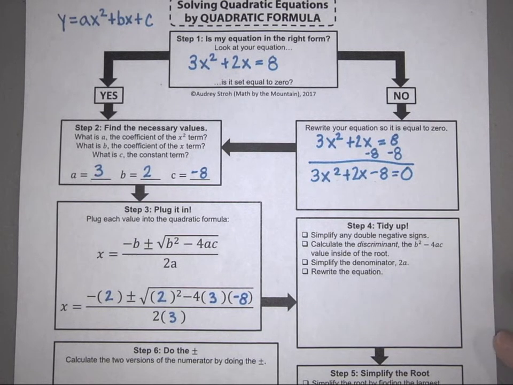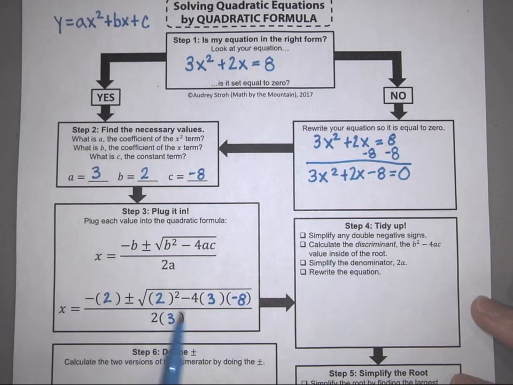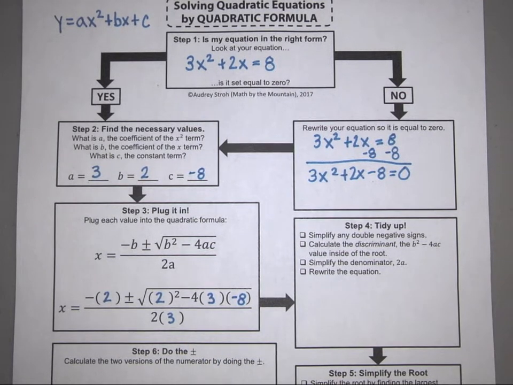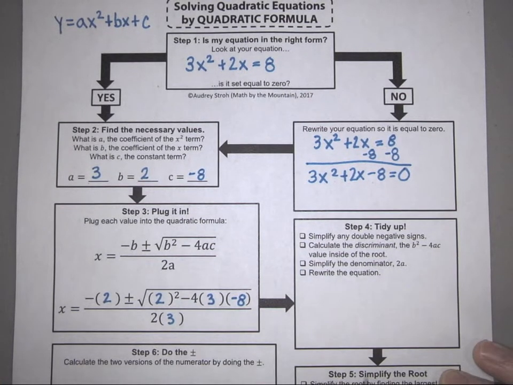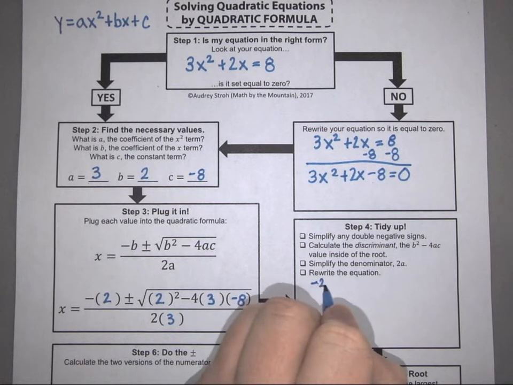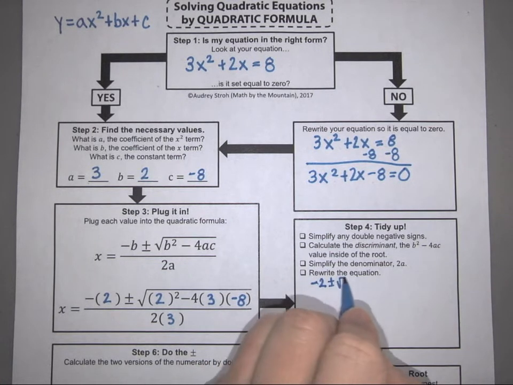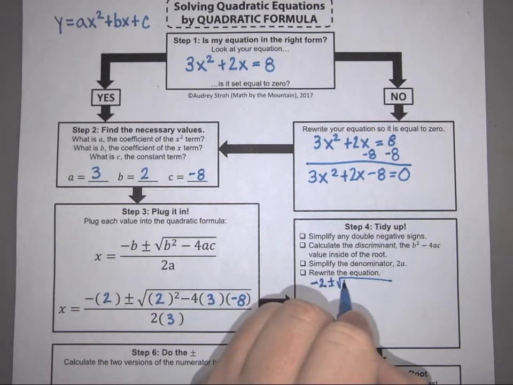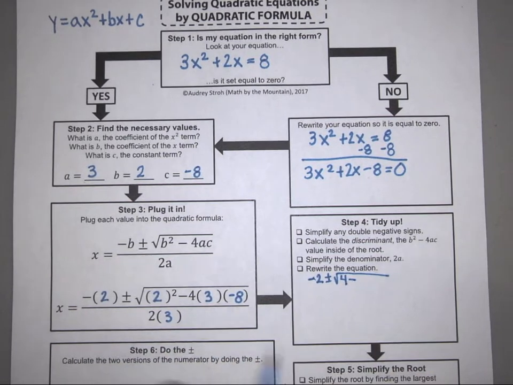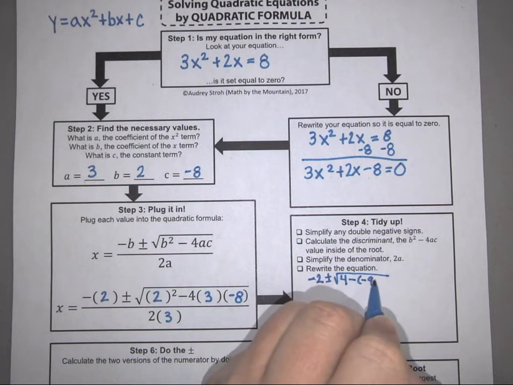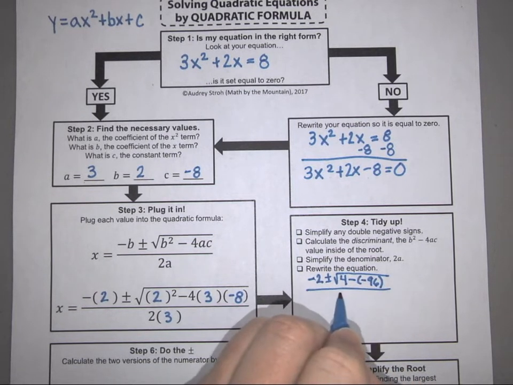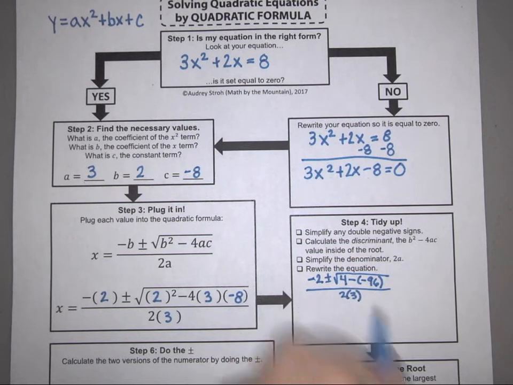All right, now we're going to go through and simplify. So first, do I have any double negative signs? I do not. Not until I get in here when I'm simplifying my discriminant. So I'm going to come over here and simplify. So negative 2 plus or minus the square root. 2 squared is 4 minus 4 times 3 is 12. 12 times 8 is 96, but it's negative. So a negative 96, all divided by 2 times a, which is 3.